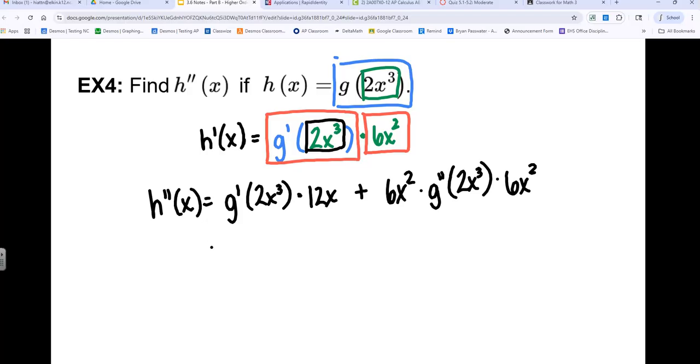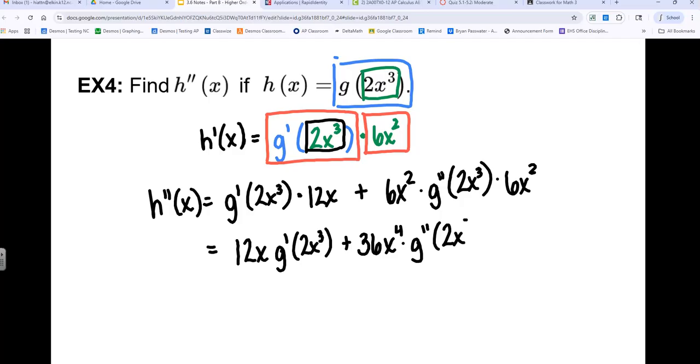Now, they will probably clean this up a little bit and write it maybe like this: 12x g prime of 2x to the third plus, here you can multiply 6 and 6 together to get 36, and the x squared times the x squared to get x to the fourth, and then you'll have g double prime of 2x to the third. And they'll probably stop there. You could factor out a 12x if they wanted to out of both of those, but probably stop here. Chance they make you plug a number in after that.